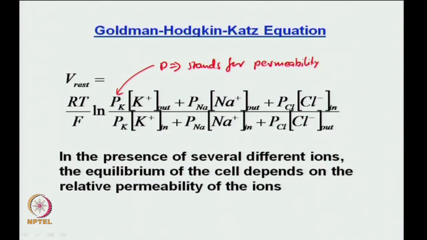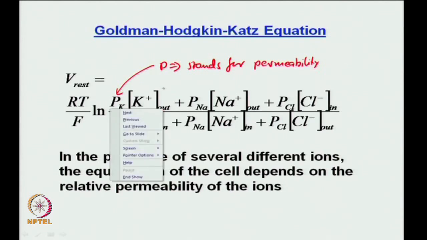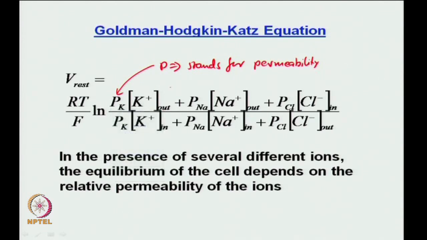Look at the numerator again. You have K plus out, then you have Na plus out, but both of these are going out, so the negative has to come in. That is why you see Cl minus coming in, because it is represented as the concentration of Cl minus moving inwards. Similarly, in the denominator you see K plus in, Na plus in, and then Cl minus now going out. Okay. So, everything is logical, that is what you have to remember.